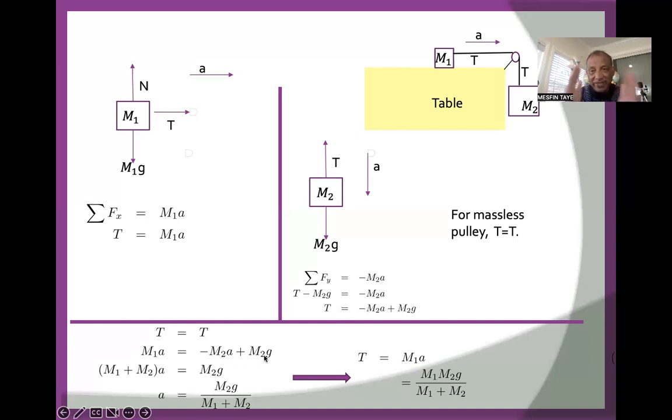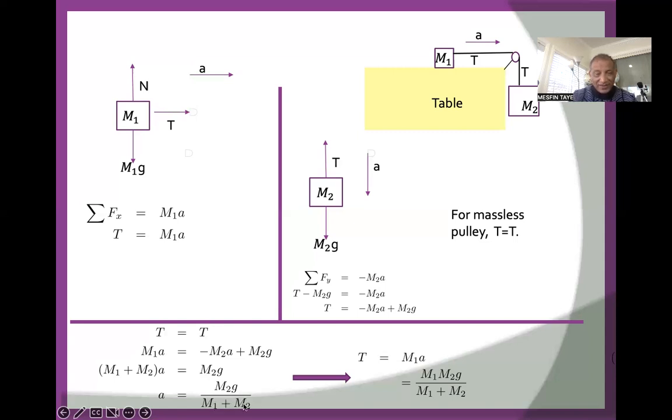Now collect the same terms. Take M2A to that side. When it passes equality, it's going to be positive. So M1 plus M2 times A is equal to M2G. Divide by M1 plus M2. So I got the acceleration, which is M2G over M1 plus M2.